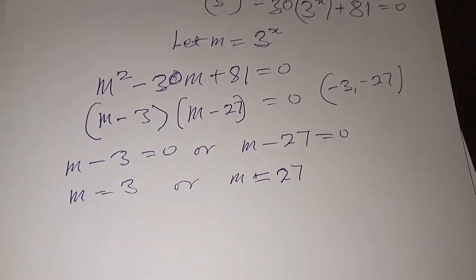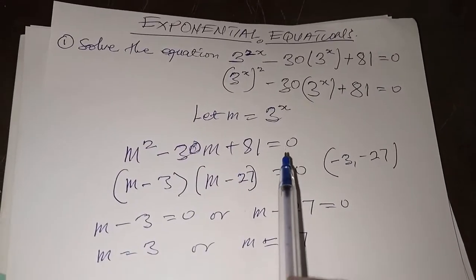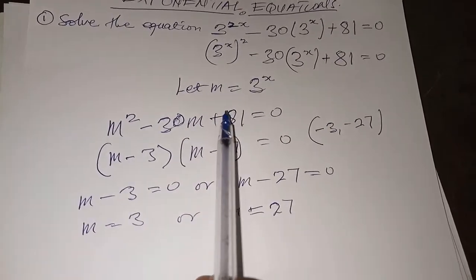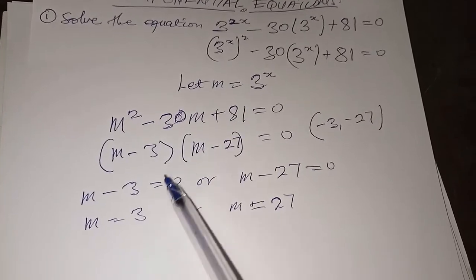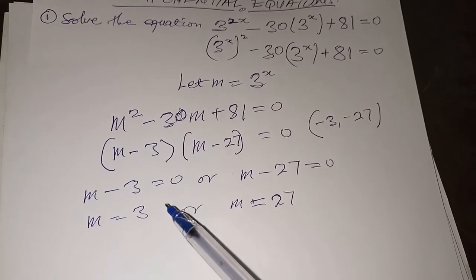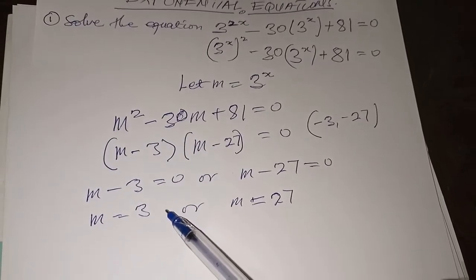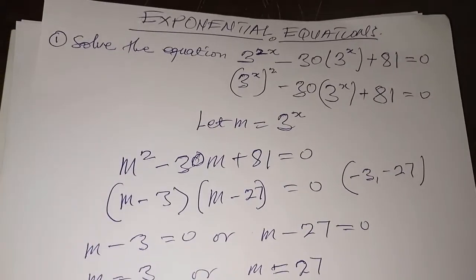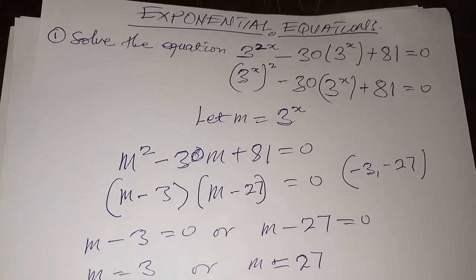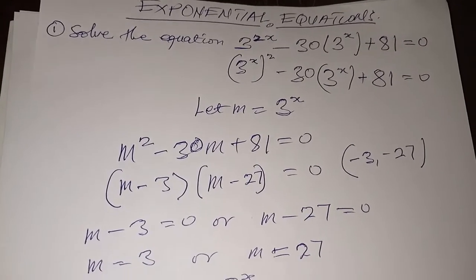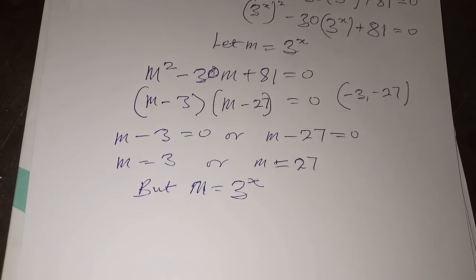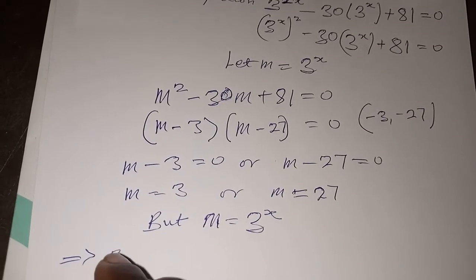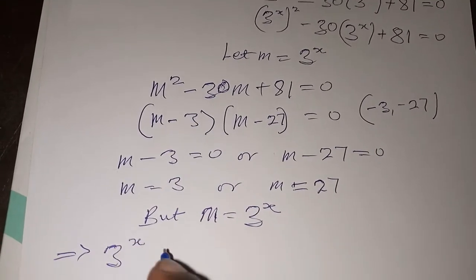Good. But then the main question is requiring us to find the value of x and not the value of m. And also we have introduced our own m just to make it easier for us to solve. So now that we got the value of m, we will bring back our 3 exponent x. But m equals 3 exponent x. So that means that wherever we see m, we are going to fix 3 exponent x. And this implies that 3 exponent x will be equal to 3.